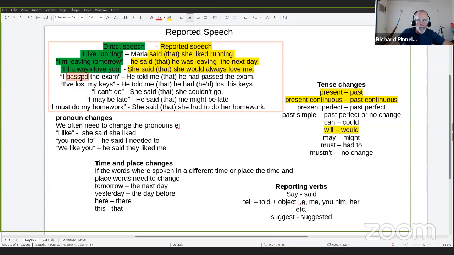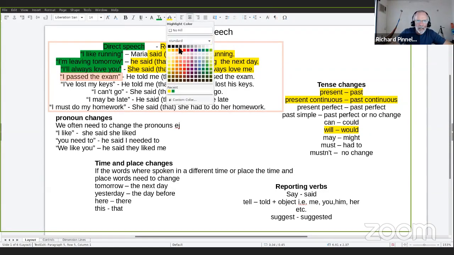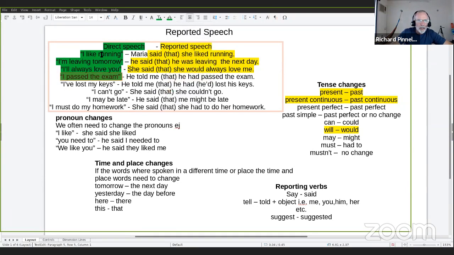Next example: I passed the exam. This time the verb is in the past, in the direct speech. So what do we use when the verb is in the past? We saw earlier that when the verb is in the present, in the direct speech, we need to use the past in the reported speech. So when the verb is in the past, we need to use the past perfect.